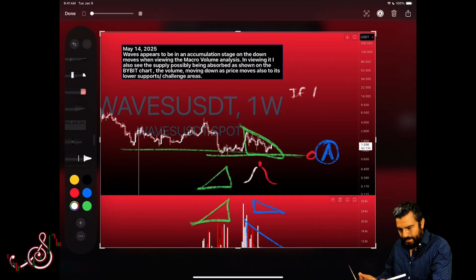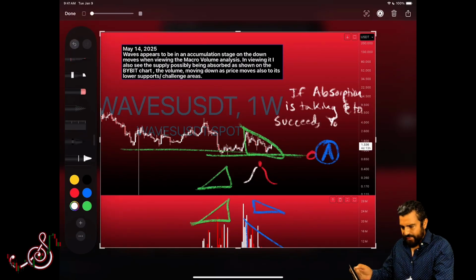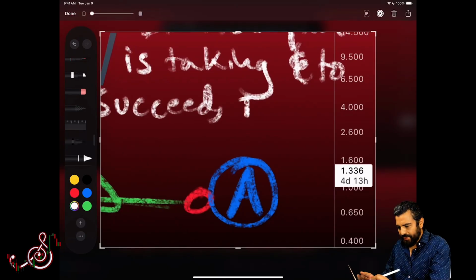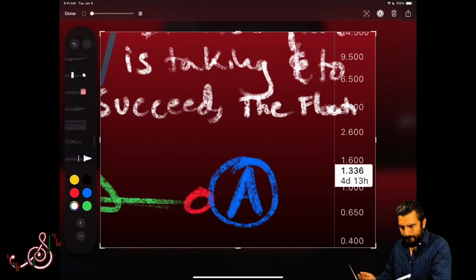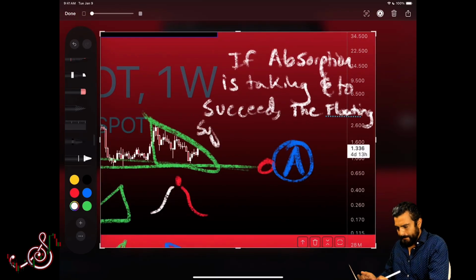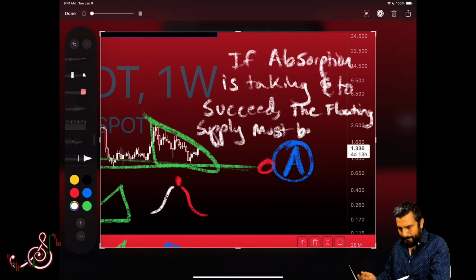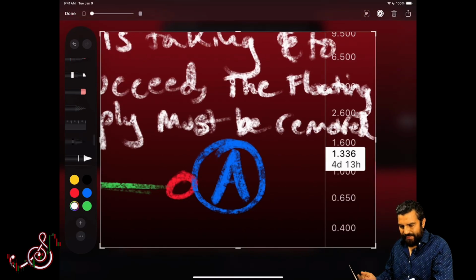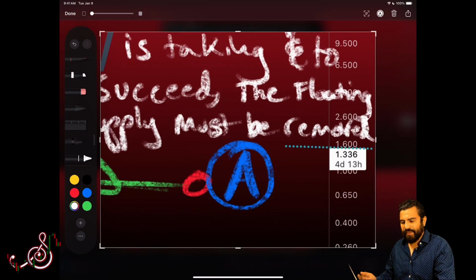If absorption is taking place, and to succeed, the floating supply must be removed. The floating supply must be removed. Otherwise, the game is very long. Okay? The game will be very long.